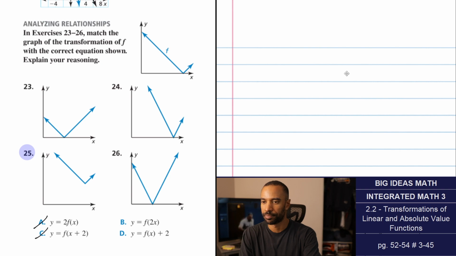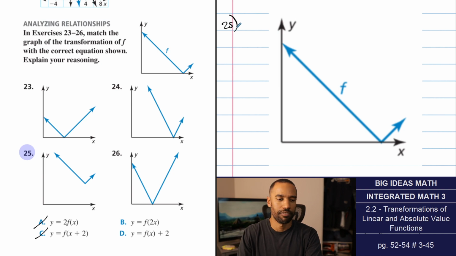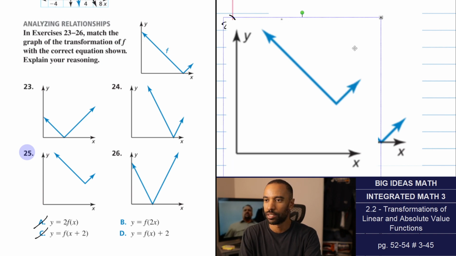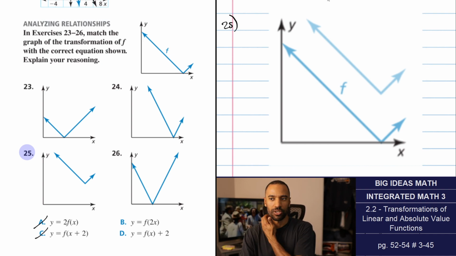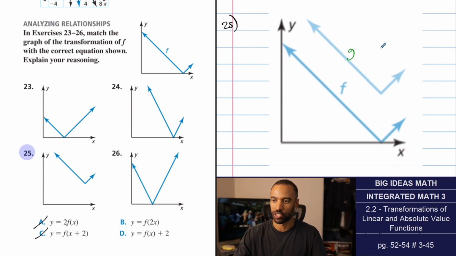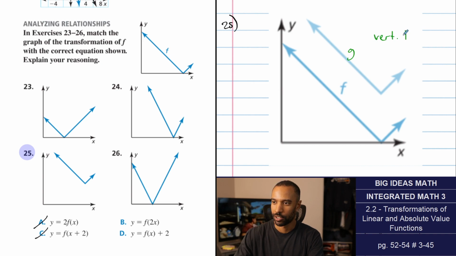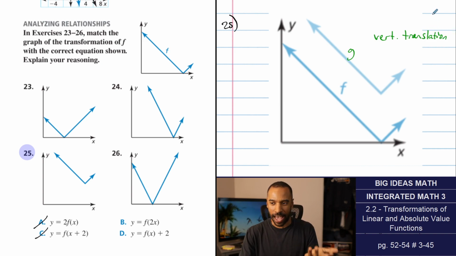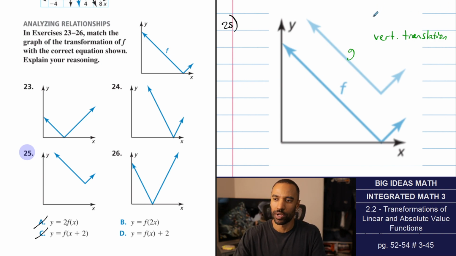Let's go to the next slide here. Number 25. We got this new guy here. Okay, what does it look like to you guys? To me, it looks like a vertical translation, and it's going up. So we're going to add probably plus 2 again. So D would be the answer on this one.